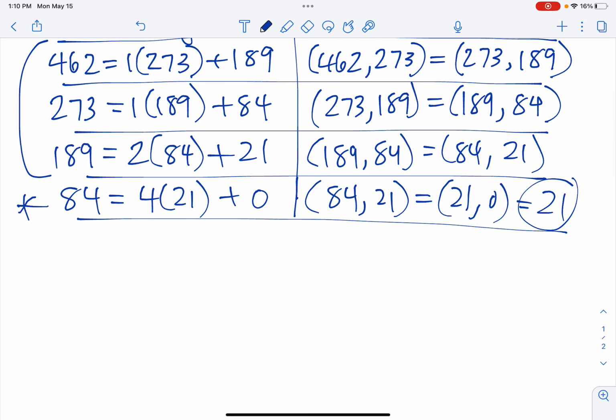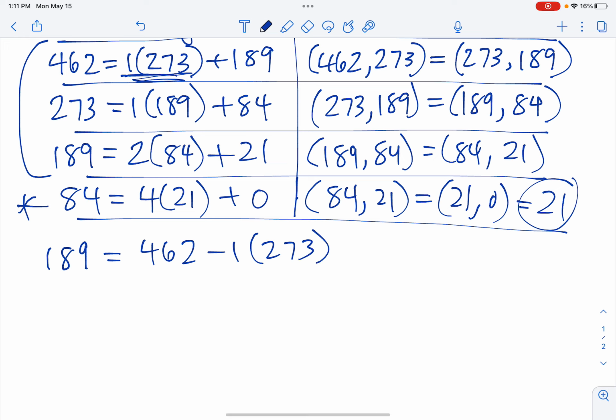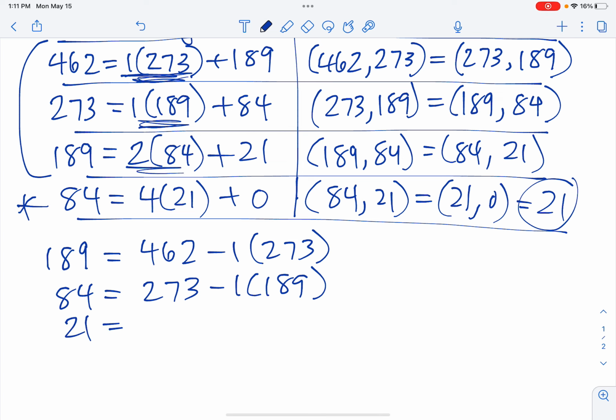So if I rewrite those, the first one would be 189, if you bring this to the other side, is 462 minus 1 times 273. I'm just bringing this term to the other side. Isolate the 84: 84 is 273 minus 1 times 189. And then this one, 21, is equal to 189 minus 2 times 84. So solve for the remainder.